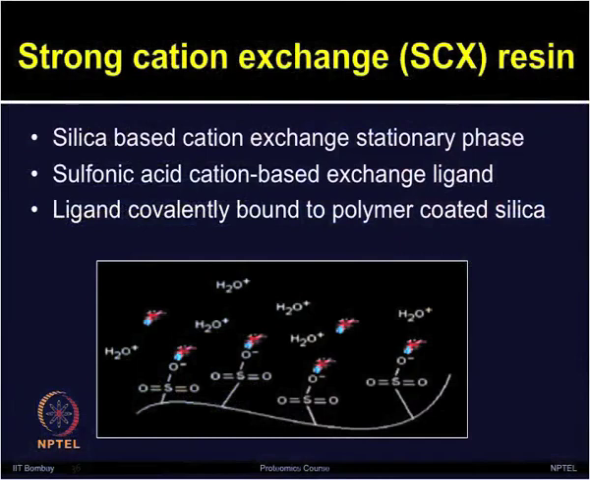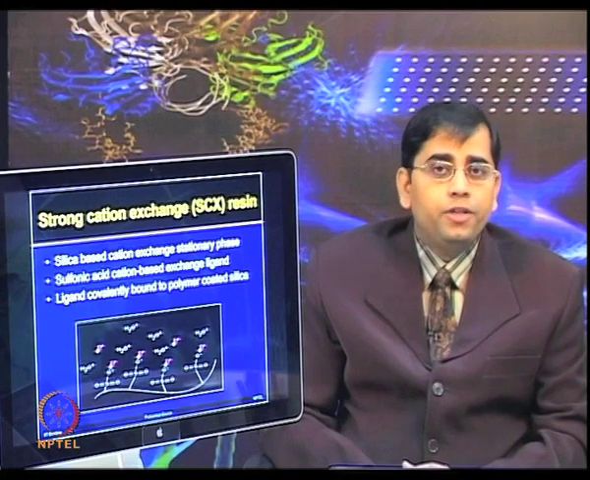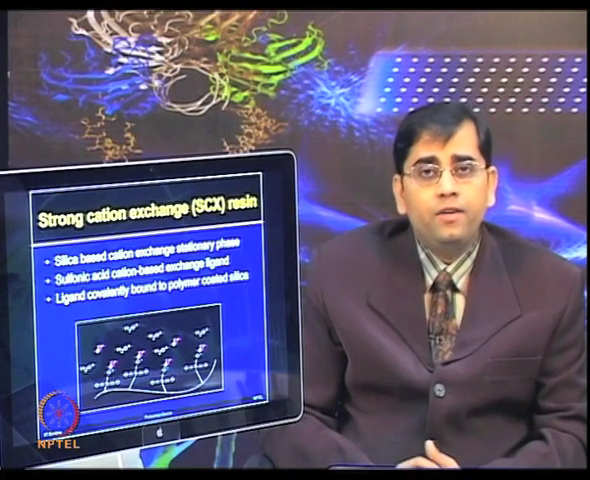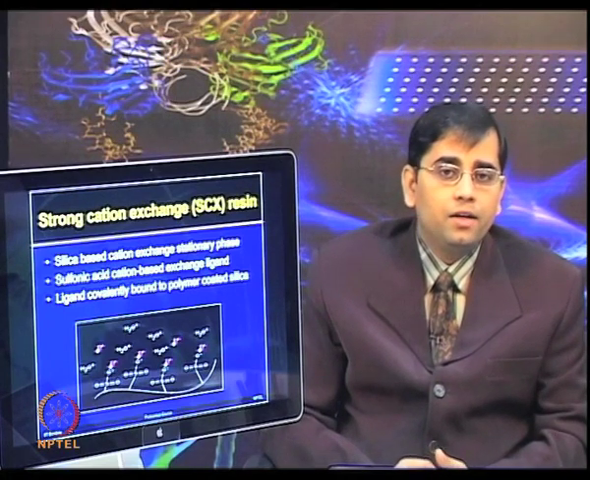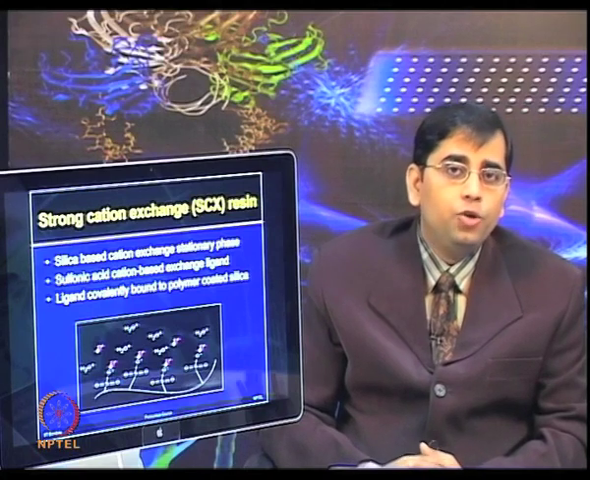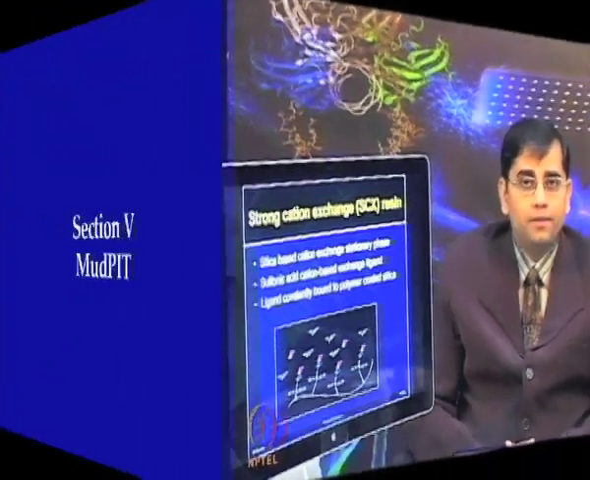Let us now talk about strong cation exchange or SCX chromatography. SCX consists of a stationary phase matrix made up of negatively charged sulfonic acid groups, which bind the oppositely charged peptide molecules. These molecules can be eluted out using a positively charged mobile phase, which binds the analyte molecules more firmly.